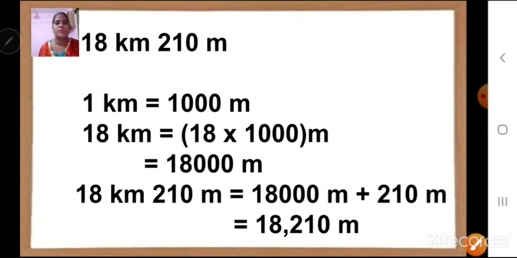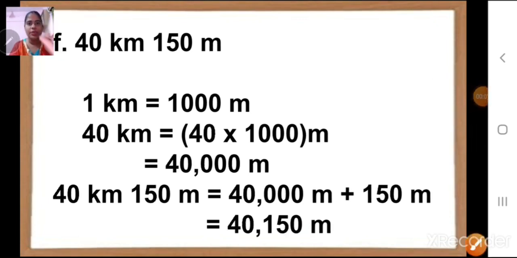See children here. One more time. We have 1 kilometer is equal to 1000 meter. Then 18 kilometer is equal to 18 into 1000 meter, which is 18,000 meter. Then 18 kilometer 210 meter is equal to 18,000 meter plus 210 meter, which is equal to 18,210 meters. Got it? Please note down children in your notebook.